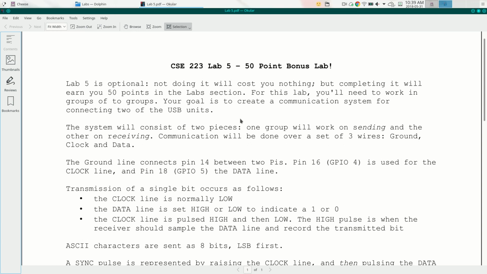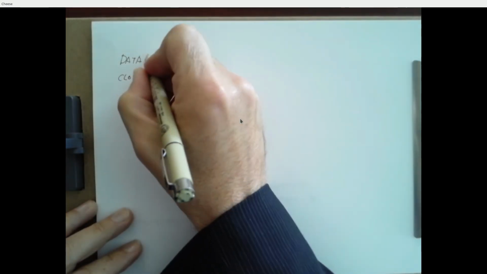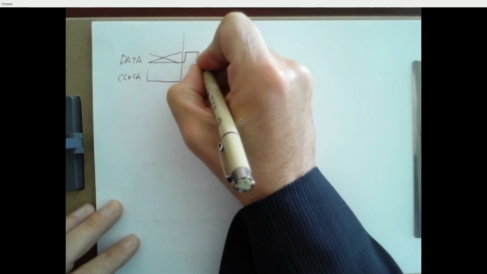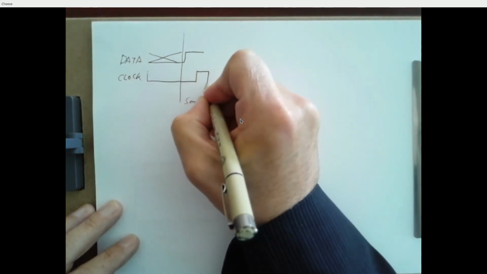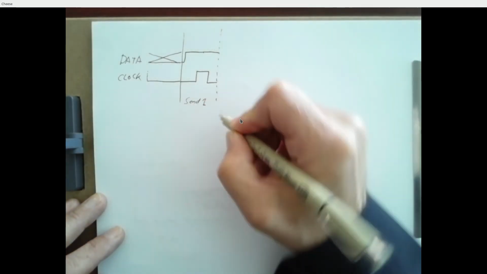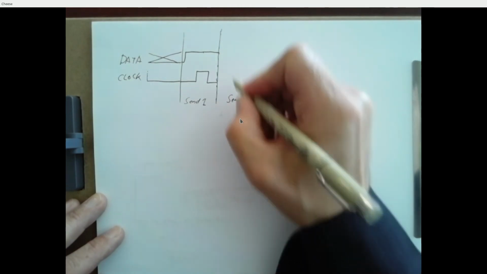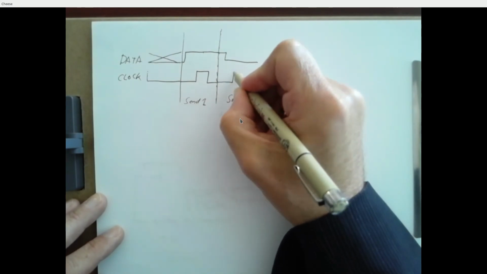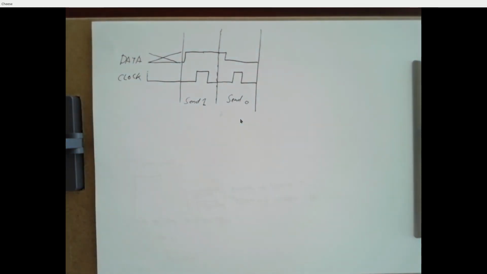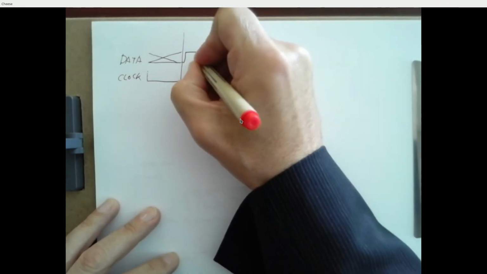Okay, so here's the protocol. Suppose we want to send a 1. You raise the data line to a 1, and while the data line's high, you pulse the clock. Okay, that's transmission of a 1. If you want to send a 0, you drop the data line, and while the data line is low, you pulse the clock. That's your whole protocol. That's 99% of your protocol. So to read information, you look for this rising edge of the clock, and you read the data value.